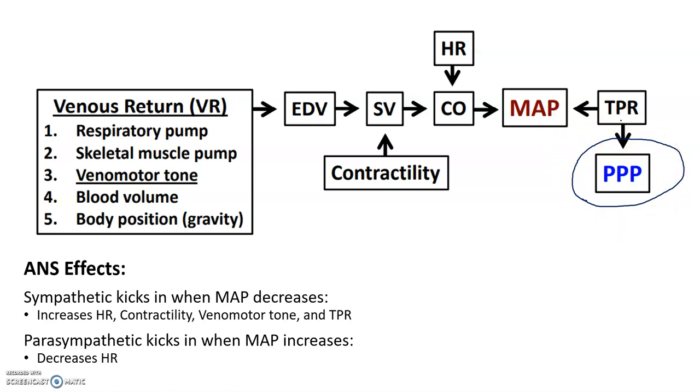total peripheral resistance. So if PPP is high, then that means mean arterial pressure is low and total peripheral resistance is low. If PPP is low, then that means that total peripheral resistance is high and mean arterial pressure is high as well. So it's important to know this because we will be looking at data from a PPP wave, and we'll need to interpret it based on whether it's decreasing or increasing.